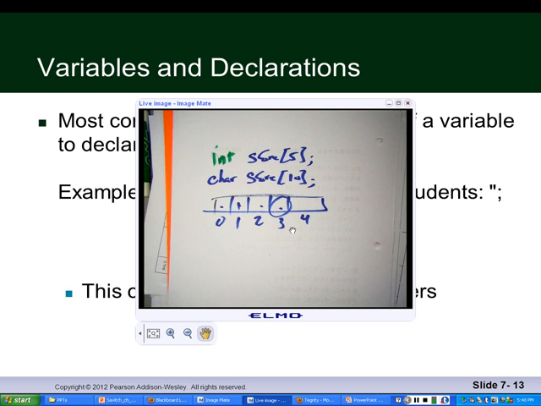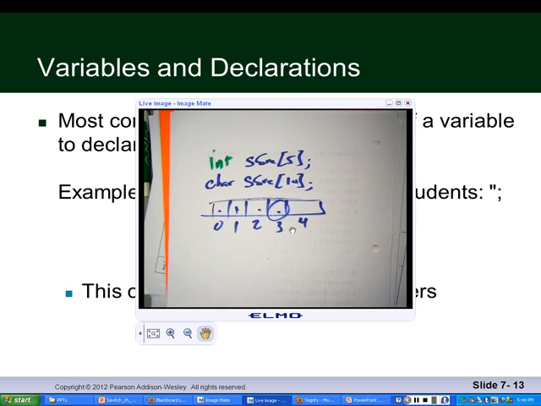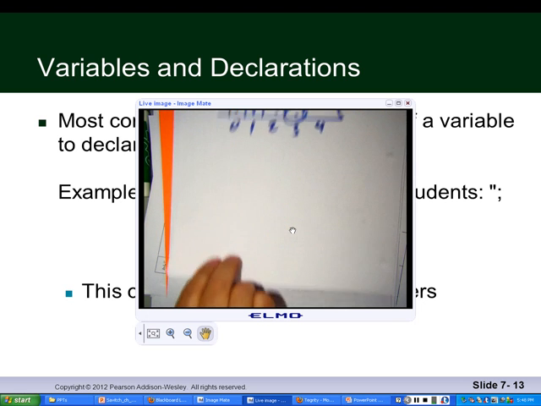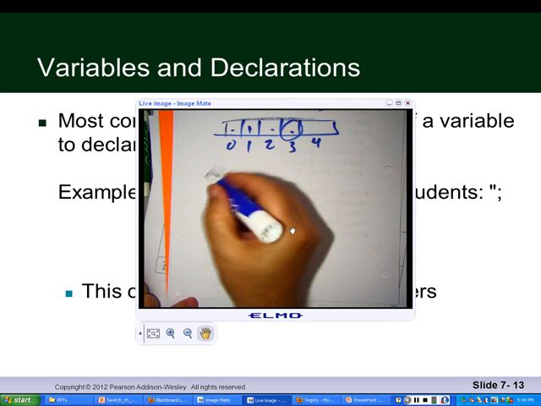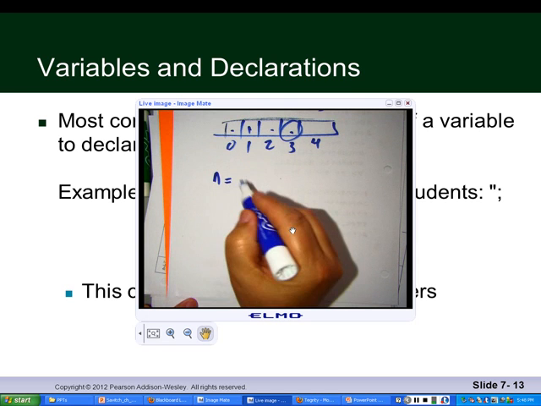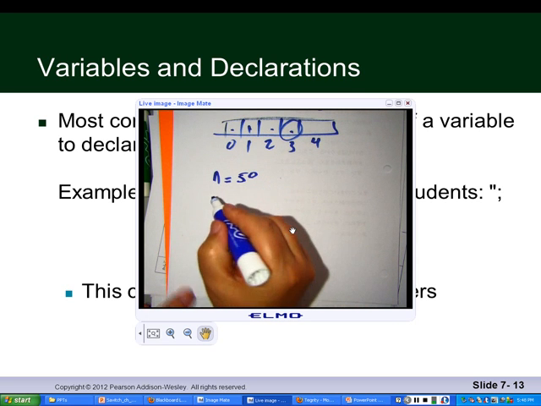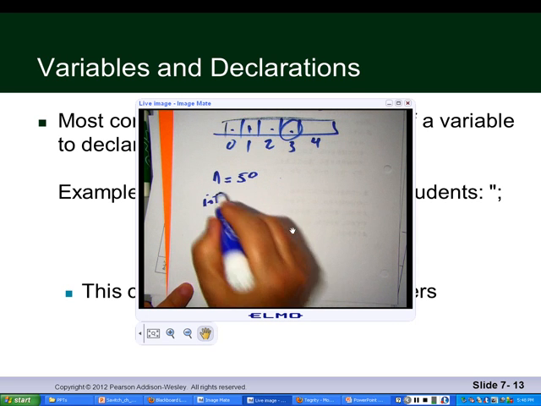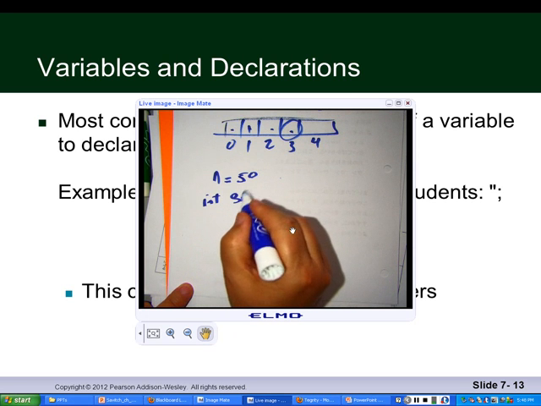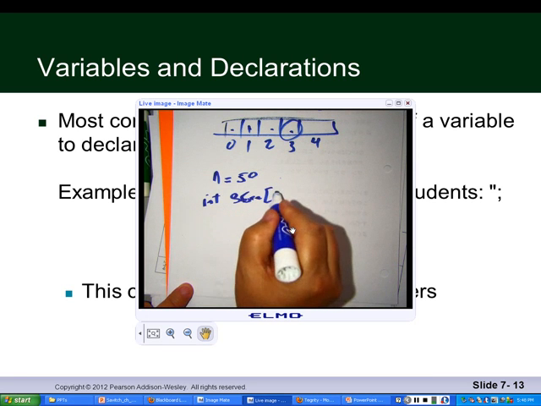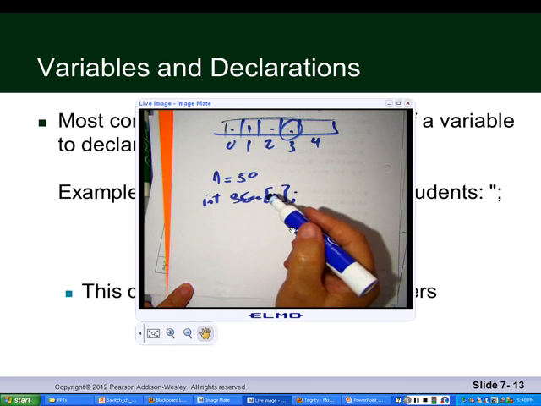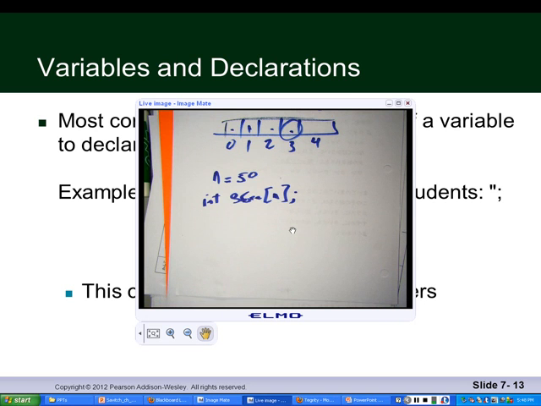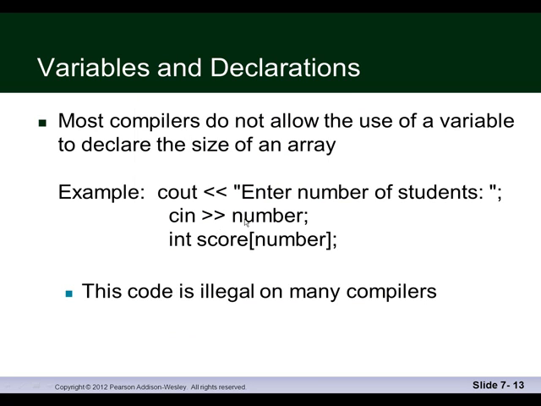Yes, so if I have n equal 50, then I can do int score[n]. Now there's nothing wrong with this, but when we're running the program, we cannot go and read n from the user and then do this. This is the problem, because it's reading from the user.